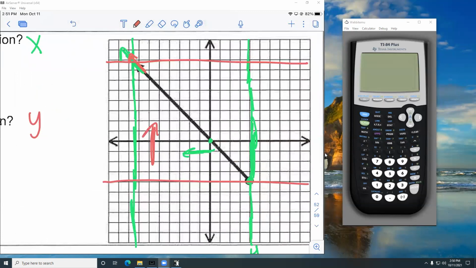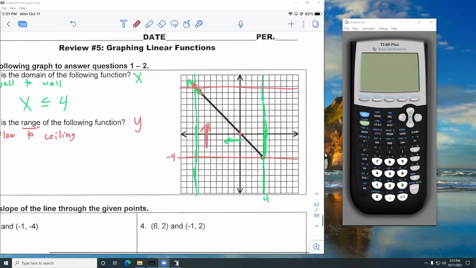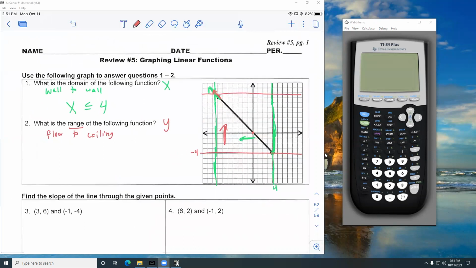So I'm going to count down to my floor, starting at 0: 0, -1, -2, -3, -4. And again, I'm going up. -4 is the smallest my y is ever going to be. So since I'm going up, all of my y's are getting bigger. So y is going to be greater than or equal to -4.